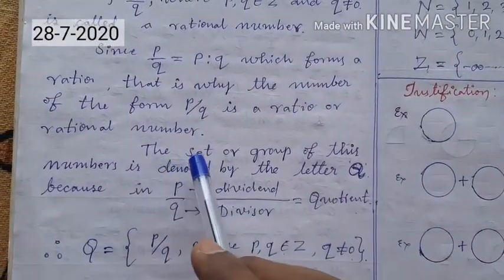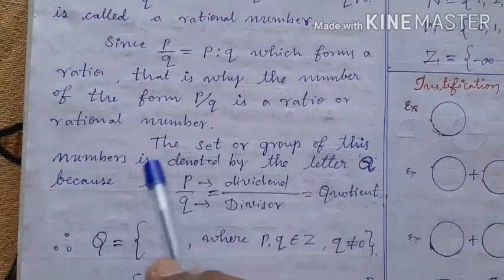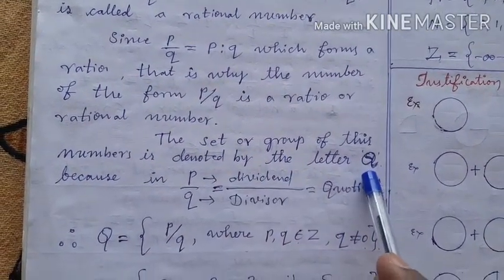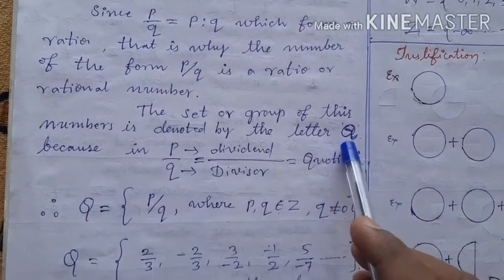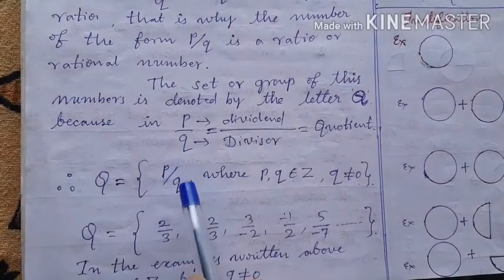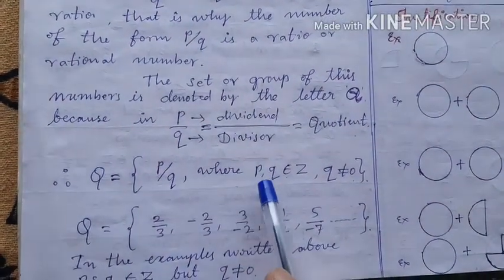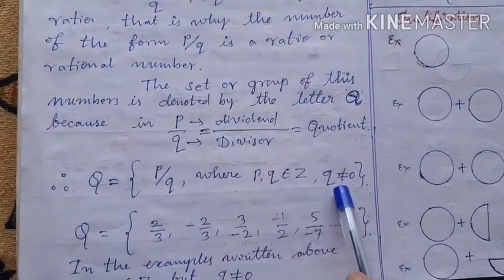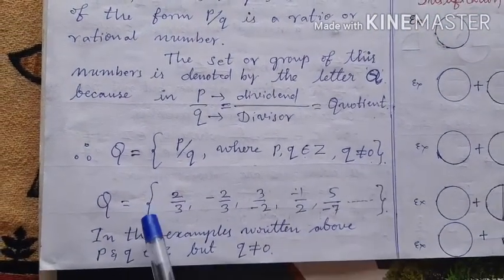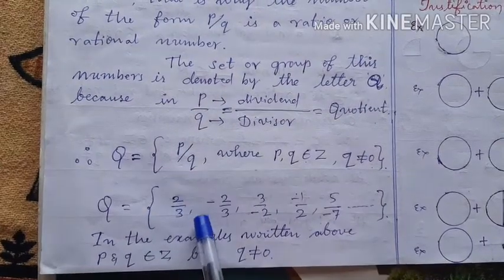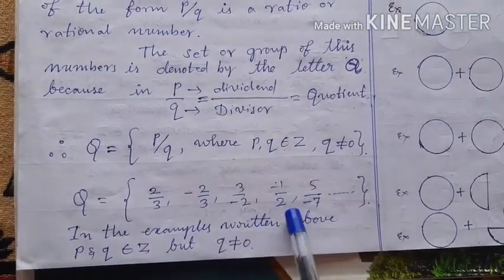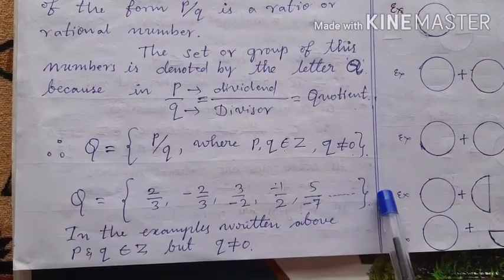The set or group of these numbers is denoted by the letter Q, and it is represented as Q = {p/q, where p, q belong to Z and q is not equal to 0}. Examples of rational numbers are 2 by 3, minus 2 by 3, 3 by minus 2, minus 1 by 2, 5 by minus 7, etc.